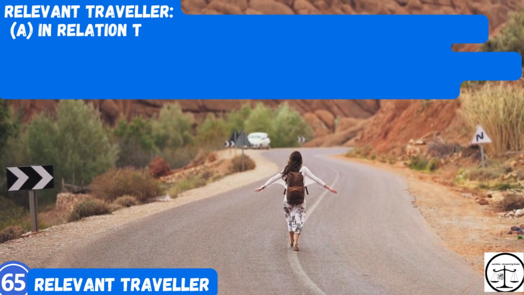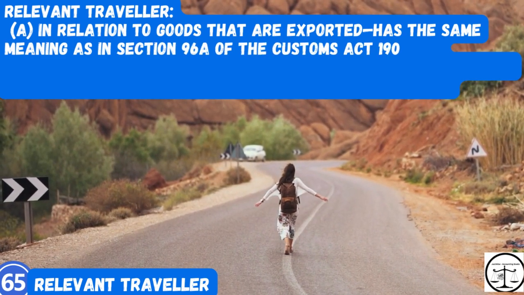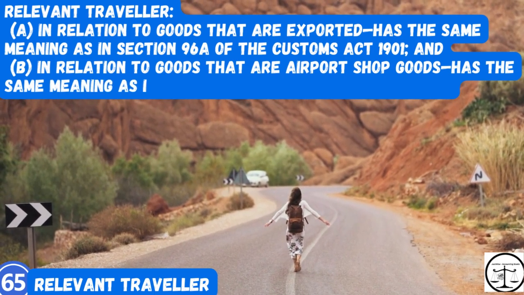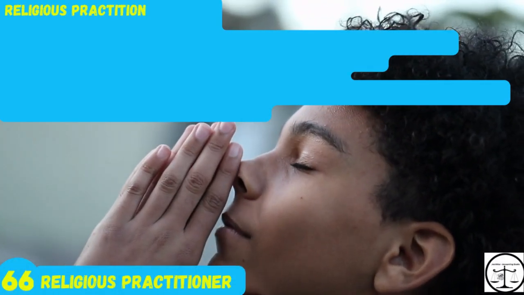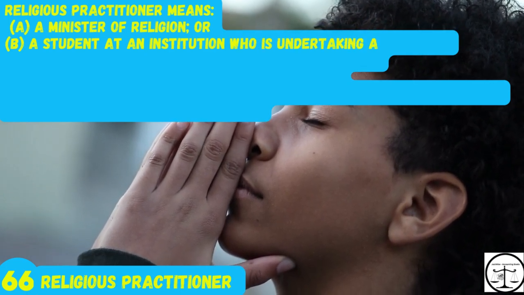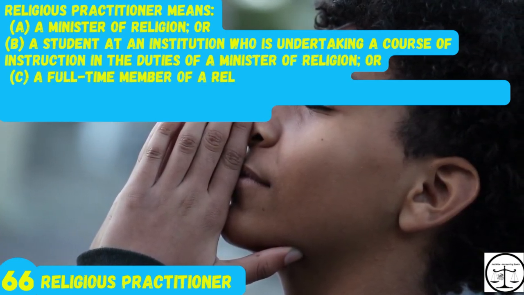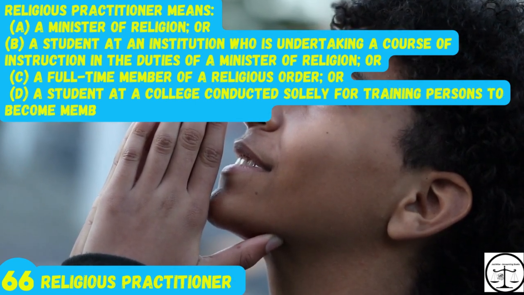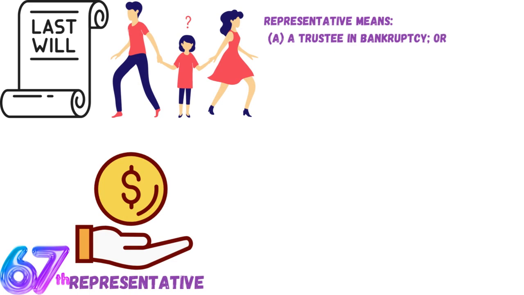Next word. Word number 65. Relevant traveller. A. In relation to goods that are exported, has the same meaning as in Section 96A of the Customs Act 1901, and B. In relation to goods that are airport shop goods, has the same meaning as in Section 96B of the Customs Act 1901. Next word. Word number 66. Religious practitioner means A. A minister of religion, or B. A student at an institution who is undertaking a course of instruction in the duties of a minister of religion, or C. A full-time member of a religious order, or D. A student at a college conducted solely for training persons to become members of religious orders. Next word. Word number 67.